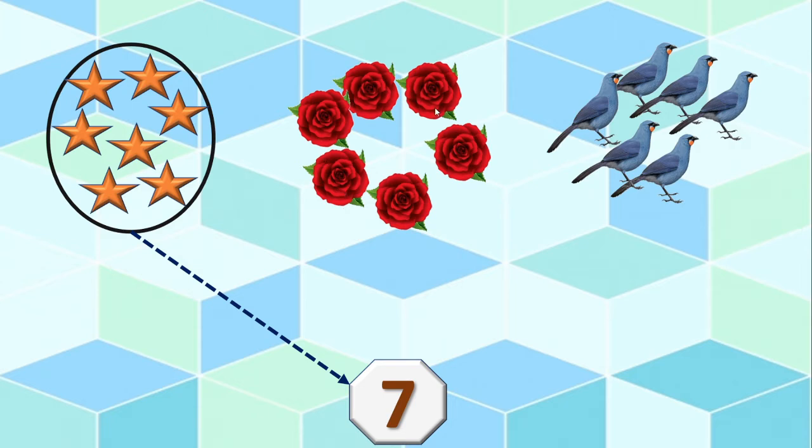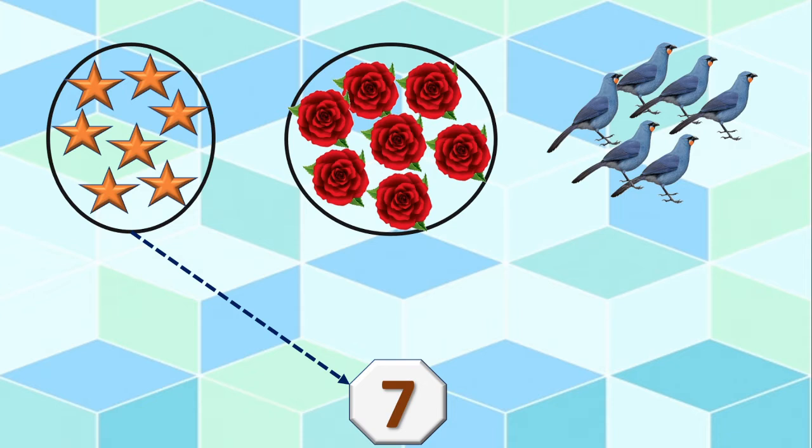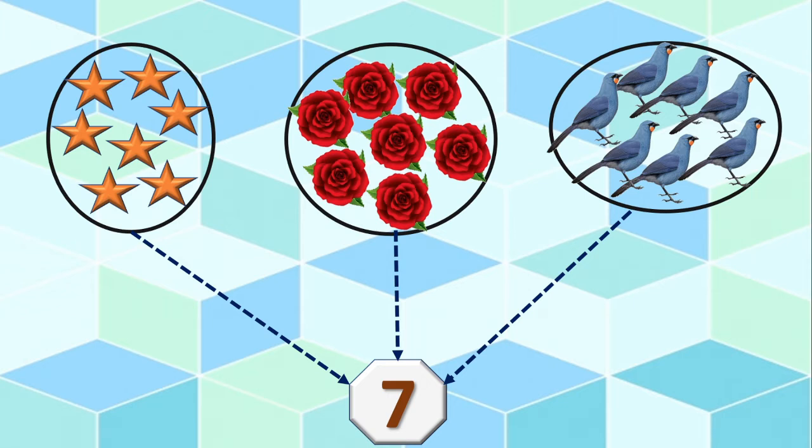Now here we can see 6 flowers. We will add one more flower. Then total is nothing but 7 flowers. Okay. Now here we can see 6 birds. And we are going to add one more bird. So all together there are 7 birds. Okay. So each thing is 7 in number. Correct?